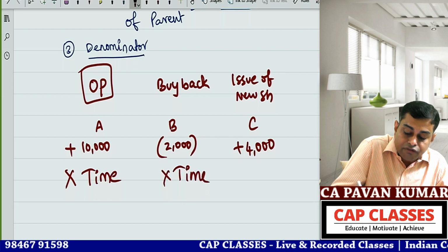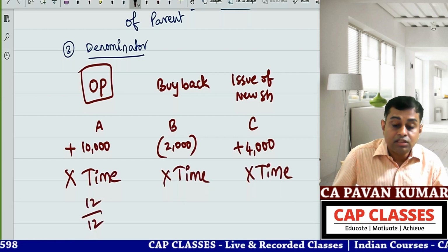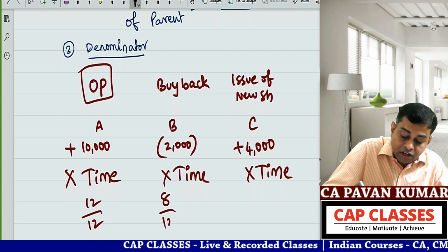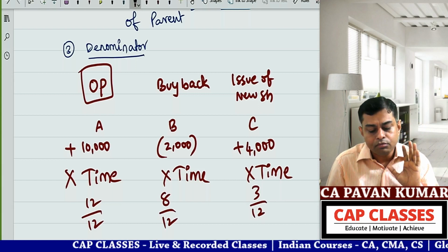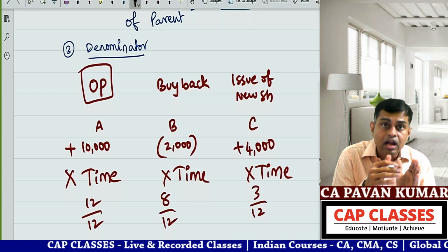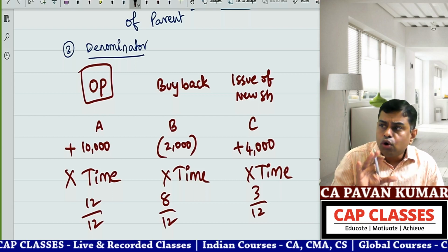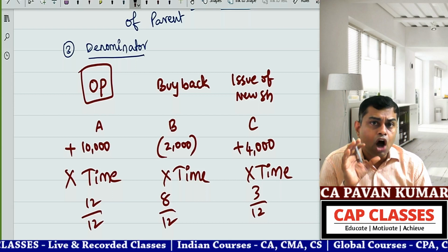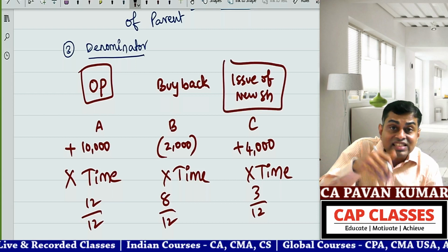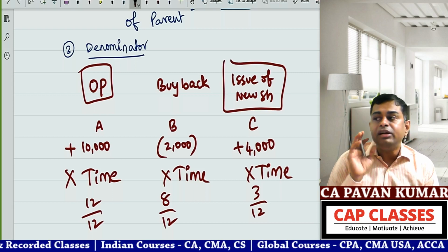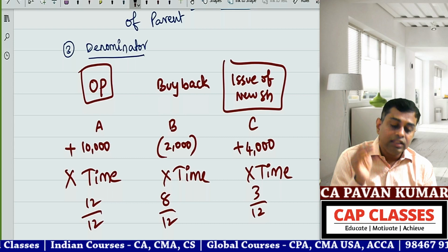Time adjustment factor. This is 12 months by 12 months. This is only 8 months by 12 months. This can be only 3 months by 12 months. Just for the sake of example, I said. That means after commencement of the year, after 4 months you bought back. You understand? So you are giving only the time proportion. How many months these shares are existing? That you will give as time adjustment factor. You understand? That's all. This is your denominator.